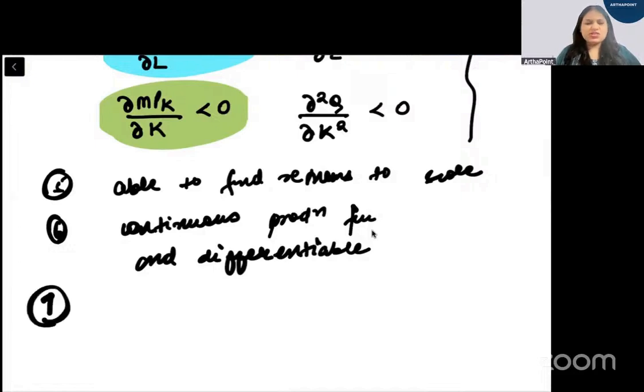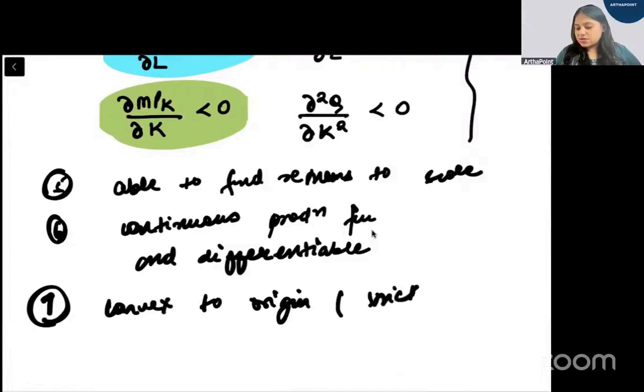And seventh, this is just additional, that it should be convex to origin. In bracket, strictly convex. It should be strictly convex to origin, right? So if these things are defined, then a well-defined production function will be there.